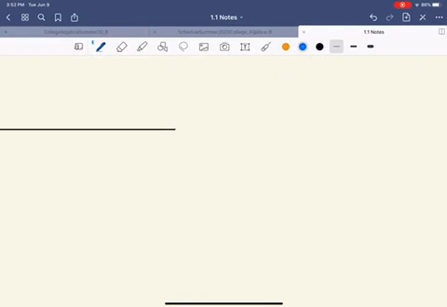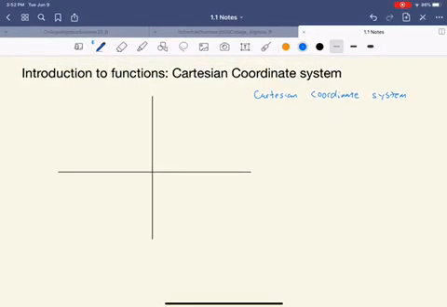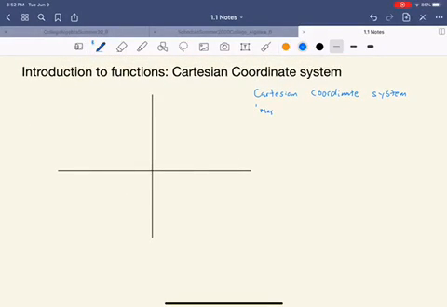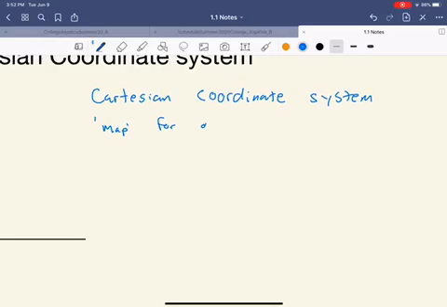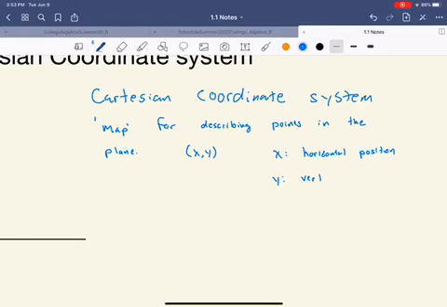sort of like a map. Okay, it's a map for describing points in the plane. Okay, you have XY, where X denotes the horizontal position, and Y denotes the vertical position.